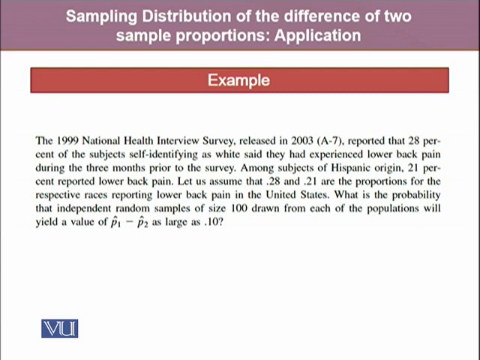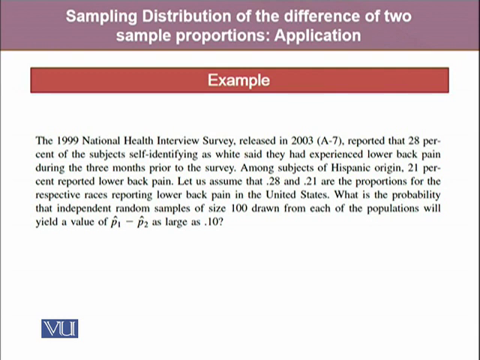Let us assume that 0.28 and 0.21 are the proportions for the respective races reporting lower back pain in the United States. What is the probability that independent random samples of size 100 drawn from each of the populations will yield a value of p1 cap minus p2 cap as large as 0.10?